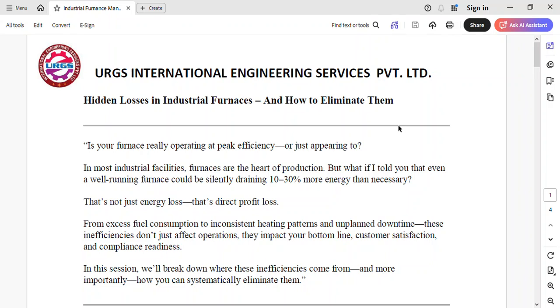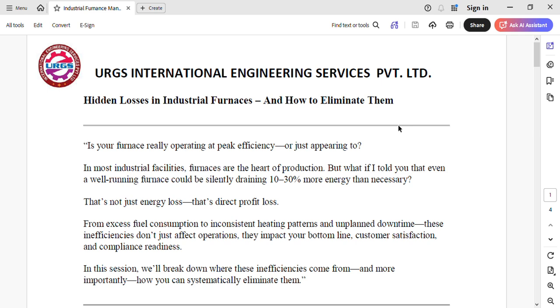Hidden losses in industrial furnaces and how to eliminate them. Is your furnace really operating at peak efficiency or just appearing to? In most industrial facilities, furnaces are the heart of production. But what if I told you that even a well running furnace could be silently draining 10 to 30% more energy than necessary? That is not just energy loss, that is direct profit loss.